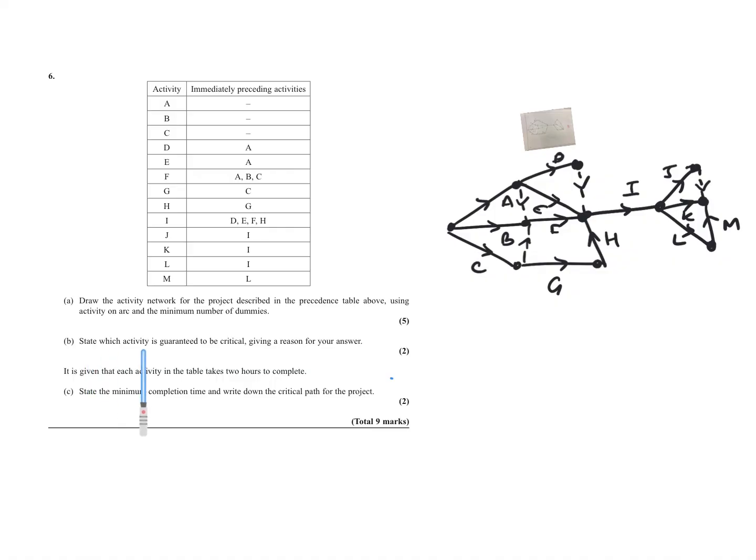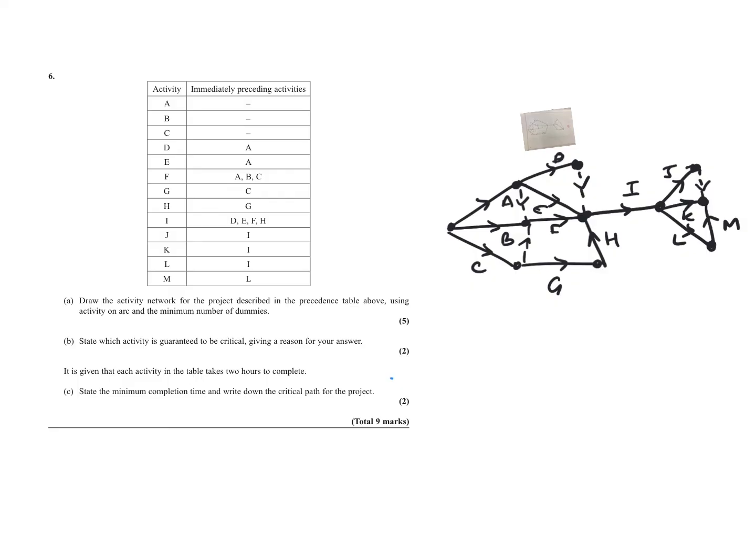Now, it says state which activity is guaranteed to be critical, giving a reason for your answer. So what made me laugh when marking this is some people had written this needs to be critical, and then it says write down the critical path and they didn't even use that letter in their critical path. Okay, that was really funny for me to watch and mark.